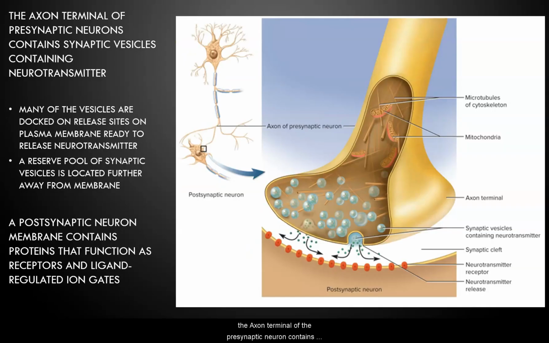Okay, the axon terminal of the presynaptic neuron contains synaptic vesicles containing neurotransmitter. Many of those vesicles are docked on release sites, ready to be released. And then there's a reserve pool of synaptic vesicles located further back from the membrane, and once you release some, more are ready to be released down the line. A postsynaptic neuron will contain proteins on its membrane that function as receptors and ligand-regulated ion gates.